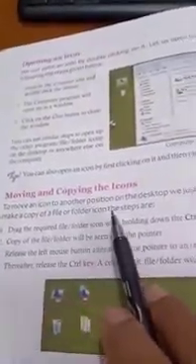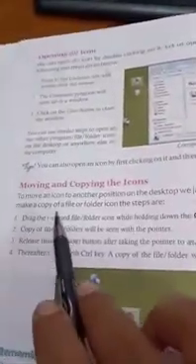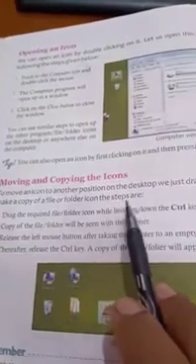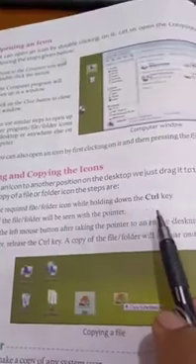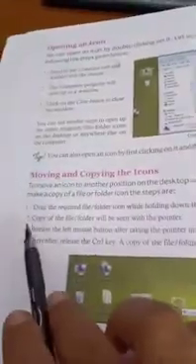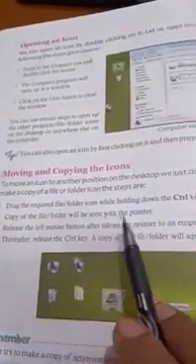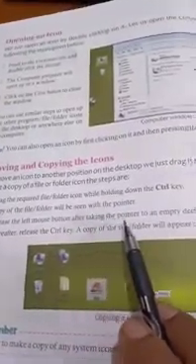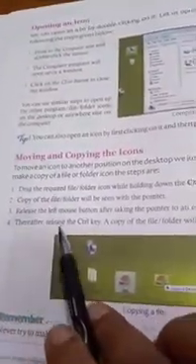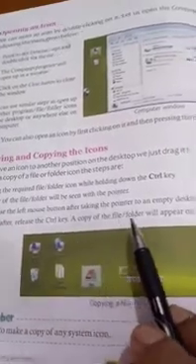Moving and copying the icons. To move an icon to another position on the desktop, we just drag it to that position. Make a copy of a file or a folder icon. The steps are: first, drag the required file folder icon while holding down the CTRL, means control key. Second, a copy of the file folder will be seen with the pointer. Third, release the left mouse button after taking the pointer to an empty desktop area. Fourth, thereafter release the control key. A copy of the file folder will appear on the desktop.